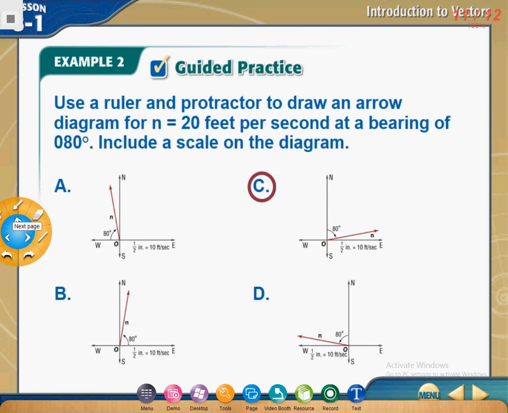We have n equal 20 feet. Of course, I can't represent 20 feet. It's up to you which one you want to choose. But since we have choices, you have to stick with the choices. And we have the angle O 80 degree. O 80 means we are starting from north, clockwise. I guess we have only one angle. We're starting from north regarding the magnitude. So this is my answer.